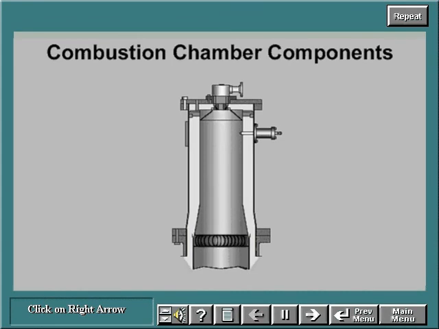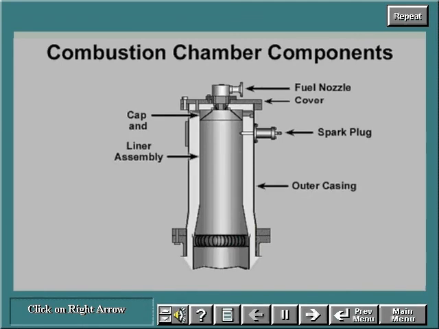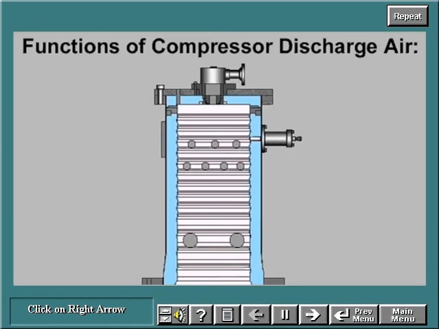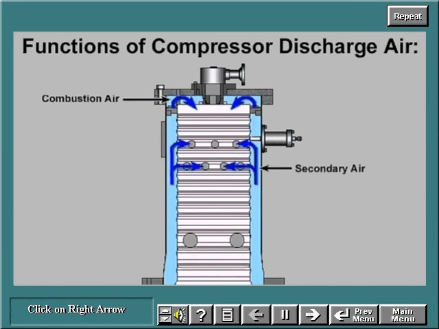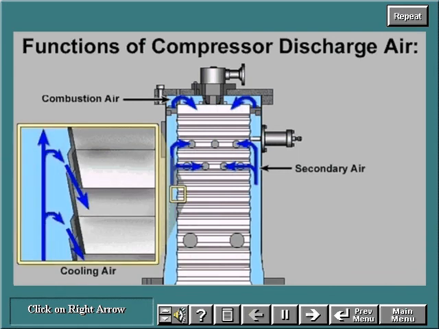The main components of the combustion chamber are the fuel nozzle, cover, self-retracting spark plug or igniter, cap and liner assembly, and outer casing. The compressor discharge air has four basic functions. It is used as combustion air, primary air, to achieve the proper fuel-air ratio. It is used as secondary air to cool and stabilize the flame. It is used as cooling air to provide a continuous cooling film along the external and internal surfaces of the liner. And it is used as dilution air downstream of the primary combustion area to reduce the gas temperature and preserve the life of the hot gas path components.